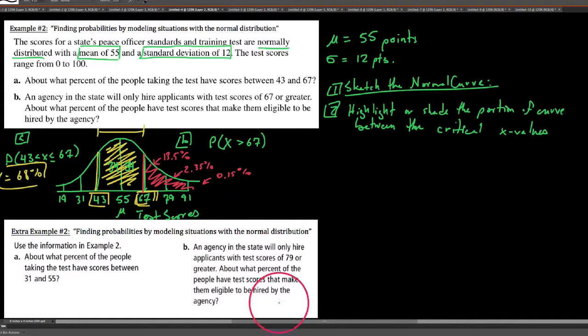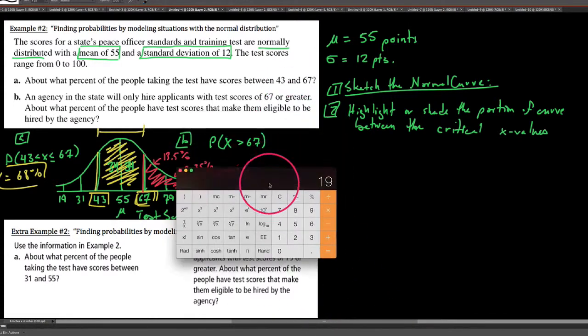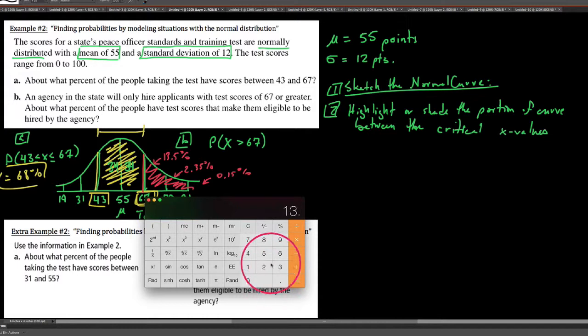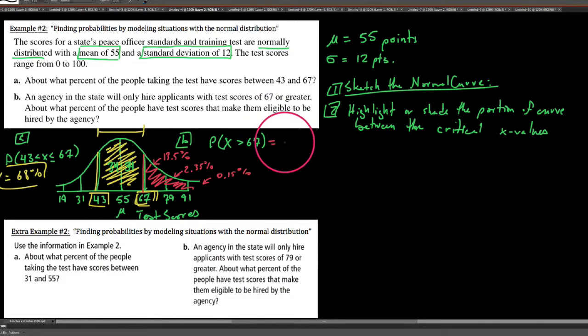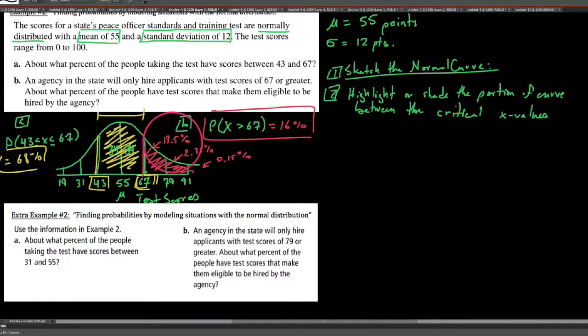0.15% of the population. So adding these up, we'll just grab our calculator here. We could say that our 13.5% plus our 2.35% plus our 0.15 adds up to about 16% of the population. So we could say that 16% of the field is going to be eligible to be hired by the agency here.